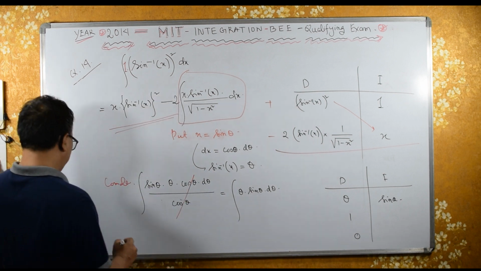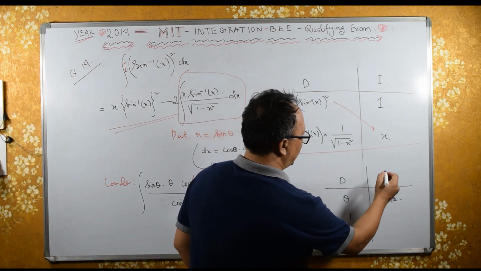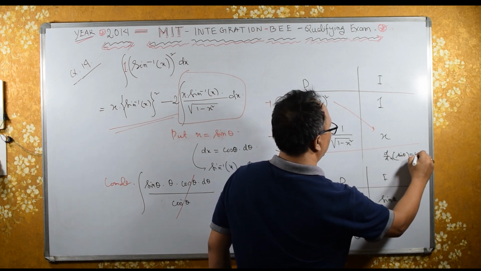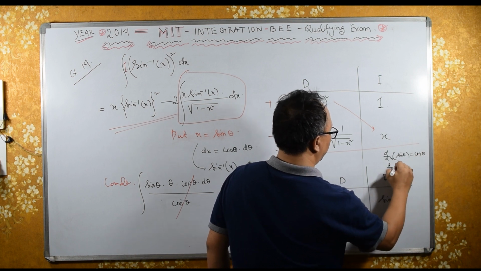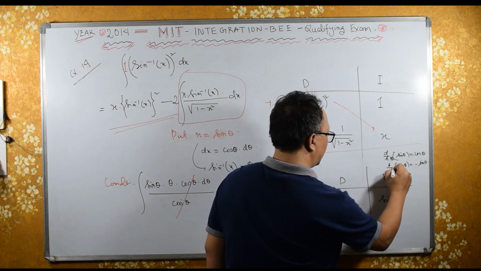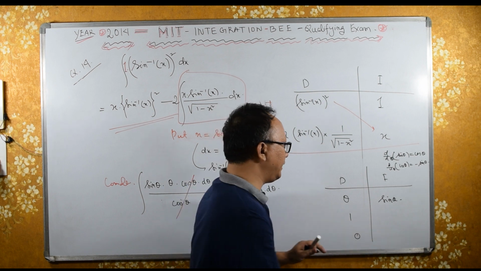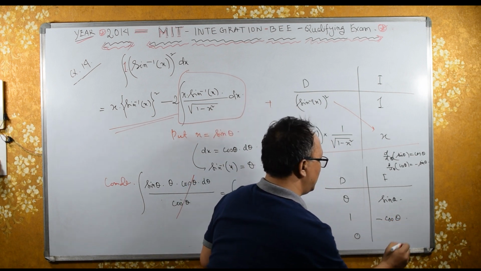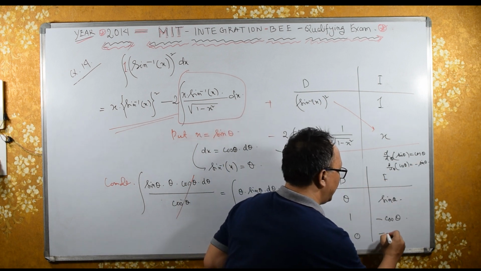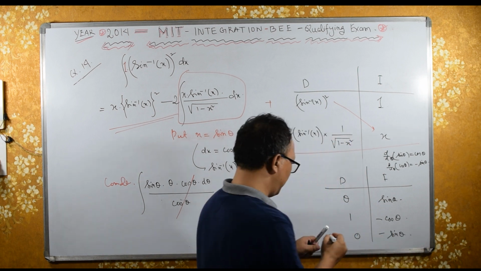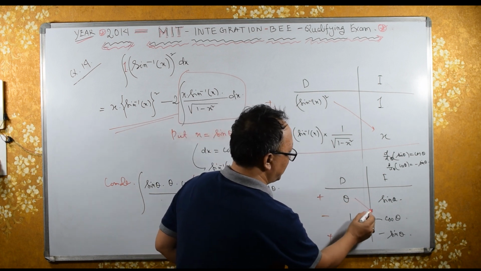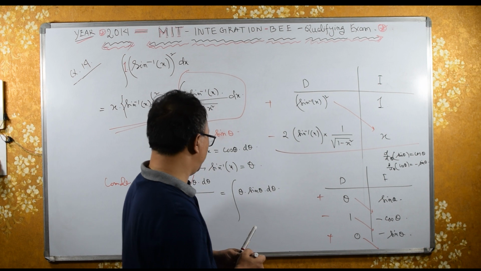The differentiation of sine theta is cos theta, and the differentiation of cos theta is minus sine theta. Therefore the integration of sine is minus cos of theta. Again you integrate this: the integration of cos theta is sine theta. After this we have plus, minus, plus, and you have to multiply this way. 0 into anything becomes 0.